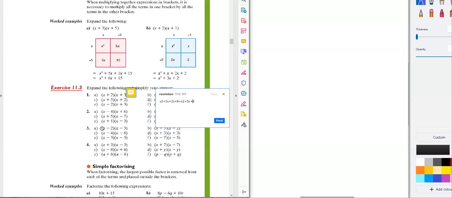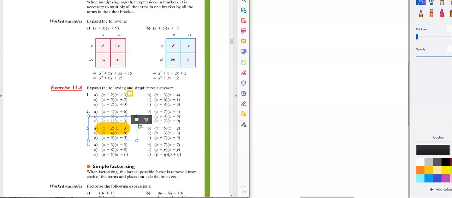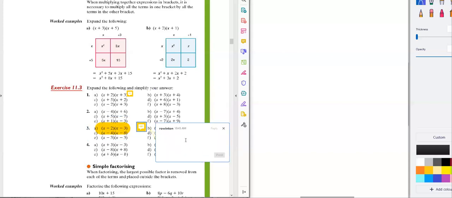Okay, let's see question 3A. Let's see what is the answer. Right? 3A, x will times x, that means you get x squared. Okay, x will times negative 3, minus 3x. Then negative 2 will multiply x, minus 2x. And then minus 2 times minus 3, you get positive 6. Remember. Okay, be careful of that.